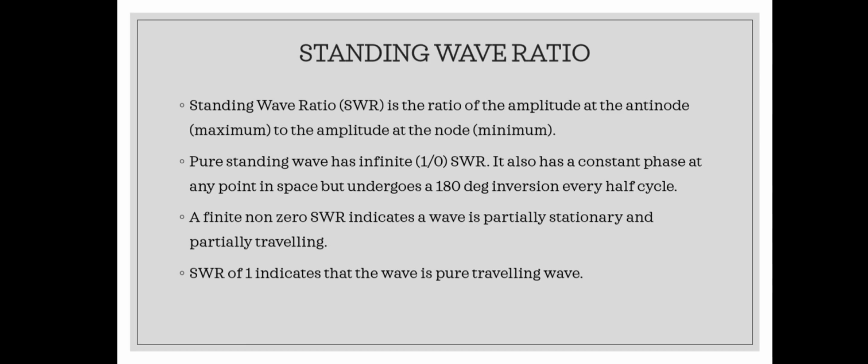And the final example is a standing wave ratio of 1, which indicates that the wave is a pure traveling wave. Thus, we can use standing wave ratio as a guide to distinguish between pure stationary, pure traveling, or partially stationary and partially traveling wave.